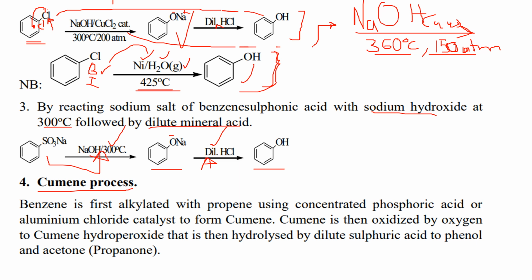Now you're saying that benzene is first alkylated in this case, and this is done with propene using concentrated phosphoric acid or aluminum chloride catalyst to form cumene. Now the cumene that has been formed is oxidized by oxygen to form cumene hydroperoxide, that is then hydrolyzed by dilute sulfuric acid. And when you do so, we are going to be getting our phenol. But we not only get phenol, we also get propanone, which is also called acetone.